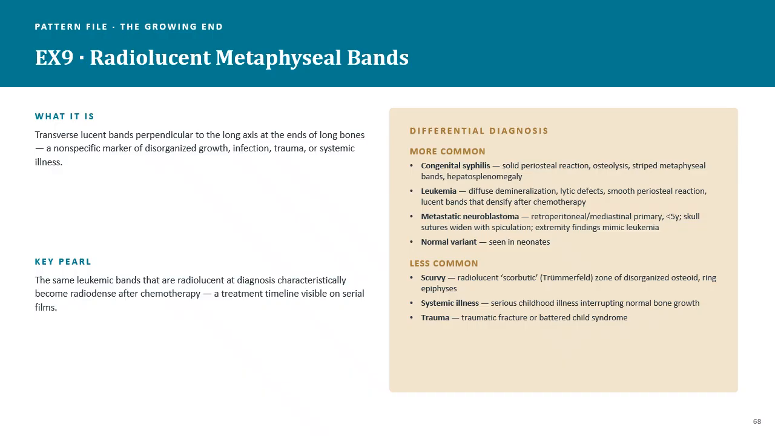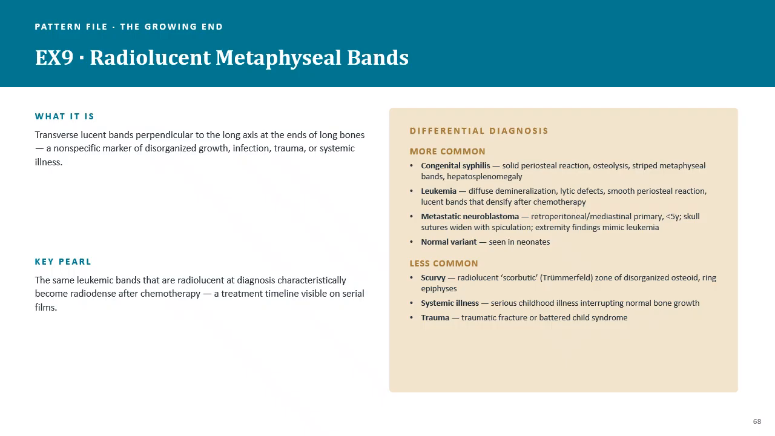It can happen with some sort of serious illness. It can also happen with trauma. It can happen with infection, and it can also be a result of some sort of systemic disease process. Now, an example of a process that can cause these radiolucent bands is leukemia. When the patient is diagnosed, the metaphyseal bands may look dark. After they have finished up with chemo, those same areas might start to look more dense or more white.